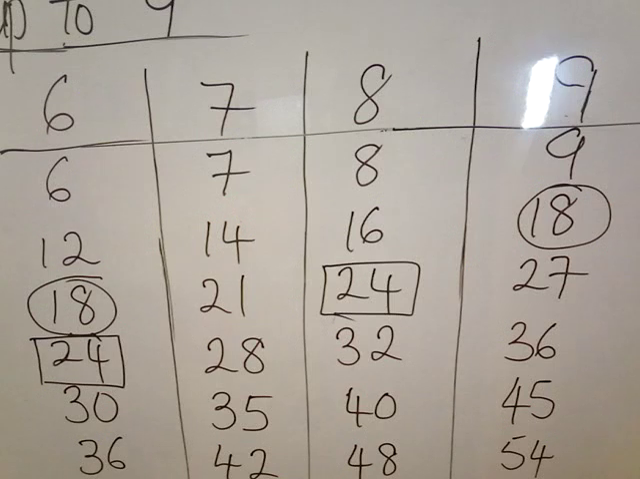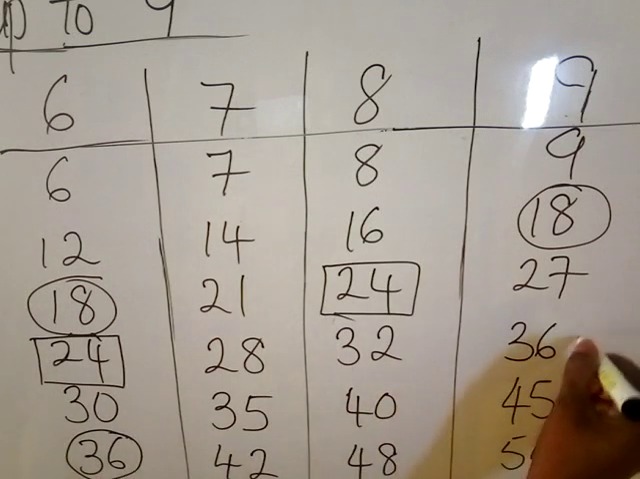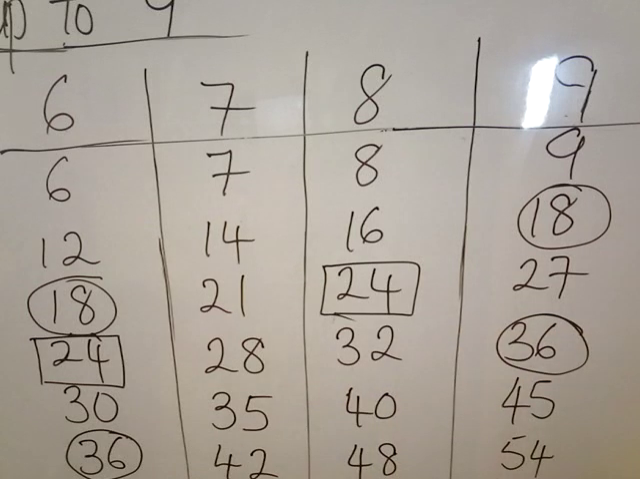Right? Now we continue. We have 30 here. No 30 anywhere else. We have 36 here under 6, and then we have 36 in 9. So that means that 36 is a common multiple of 6 and 9.